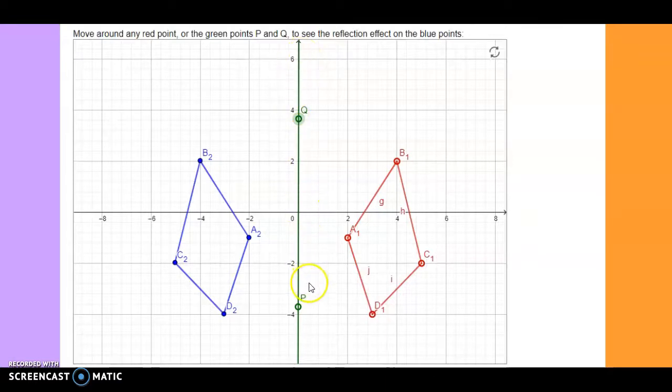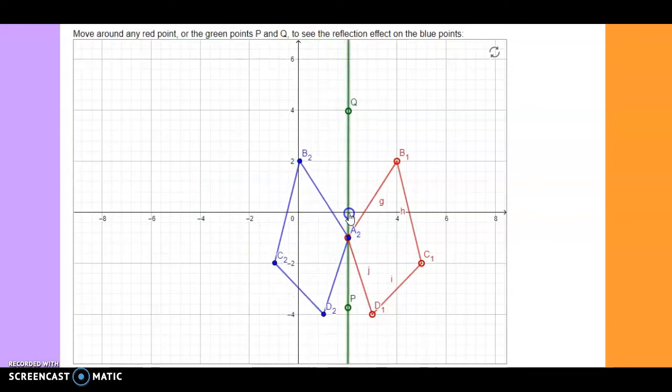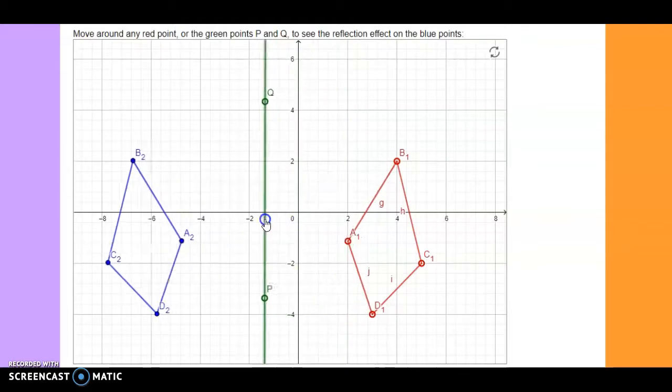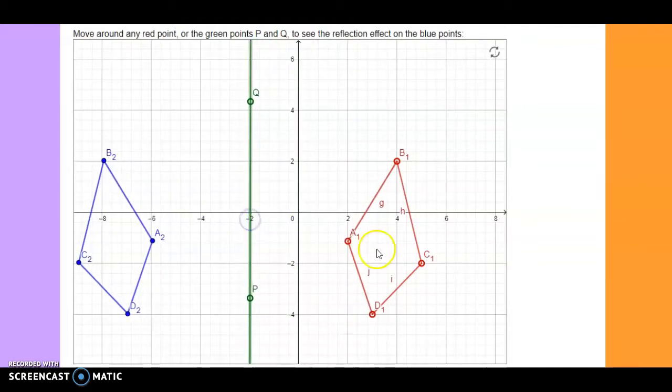Here, the line of reflection is the Y axis. But if I move this over here, now the line of reflection is X equals 2. I can also move it over here, and now you've got A1 is 4 units away, and A2 is 4 units away. So the line of reflection there would be X equals -2.